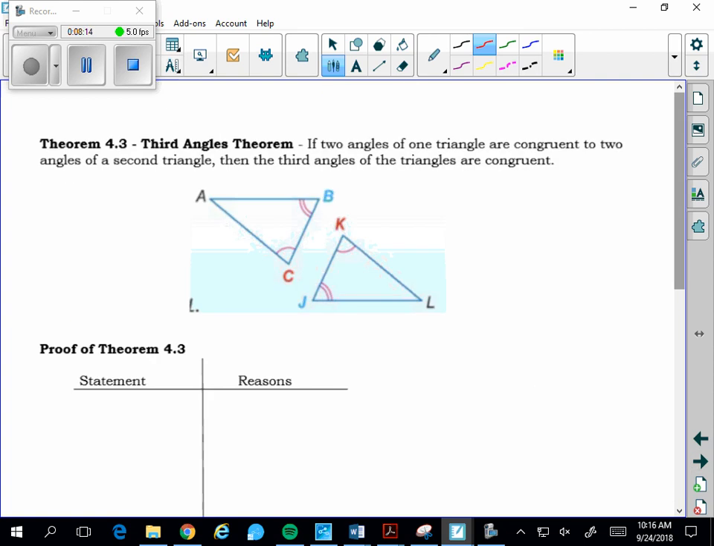Moving on to the back of this sheet, one of the theorems that we're going to take a look at in this unit is called the third angles theorem. And there it says if two angles of one triangle are congruent to two angles of the second triangle, then the third angle of the triangle is congruent.